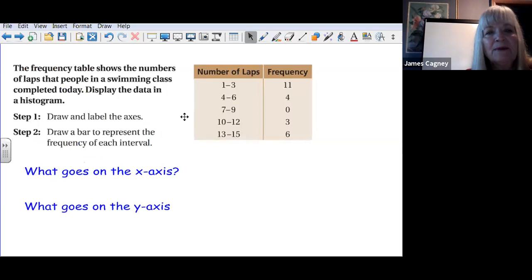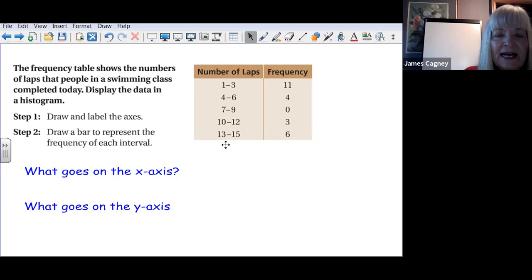So the frequency table here shows the numbers of laps that people in a swimming class completed today. Describe the data in a histogram. So the people were asked, how many laps do you swim? The people who swam 1, 2, or 3 laps, there were 11 of them. There were 4 people who swam between 4 and 6 laps, etc. So we're going to draw and label the axis and draw a bar to represent the frequency of each interval, or how many times did it happen.